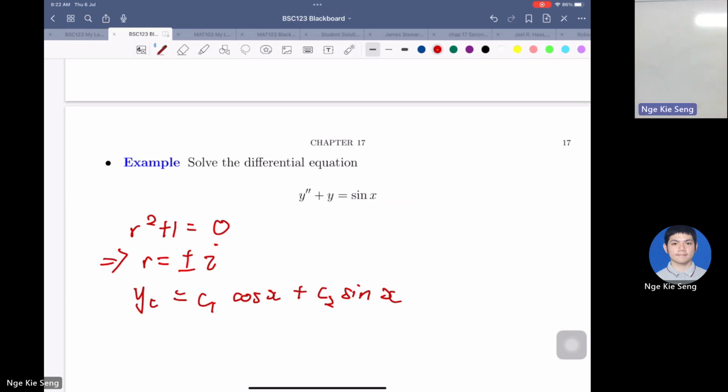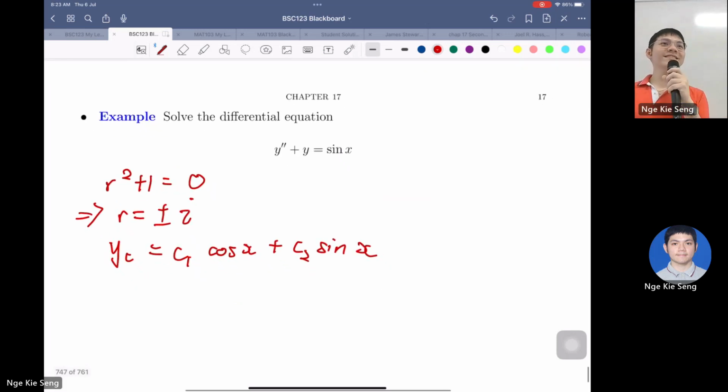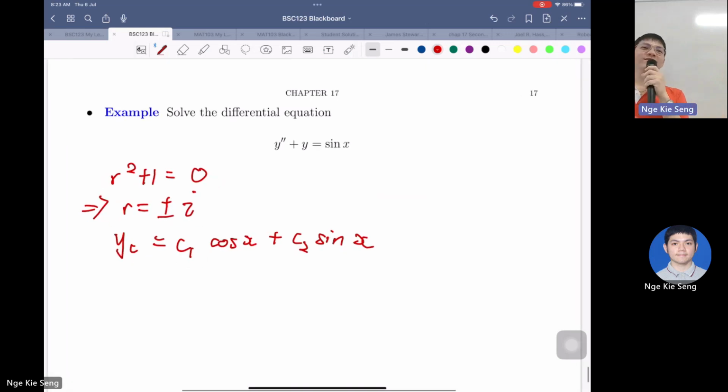Remember last time, when can we determine c1 and c2? Only when the initial condition is given. So the initial value problem is very important for your exam. Initial value problem, maybe you have to take note. Okay, so yc equals c1 cos x plus c2 sin x.